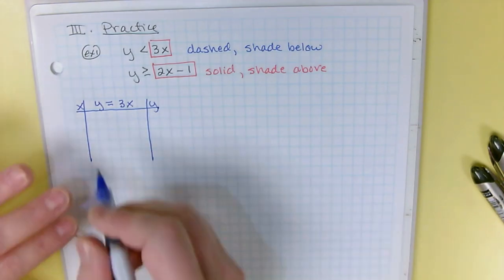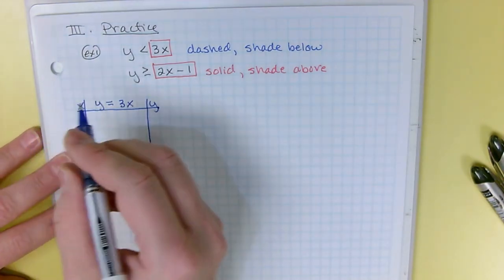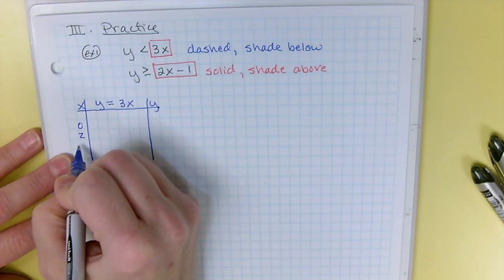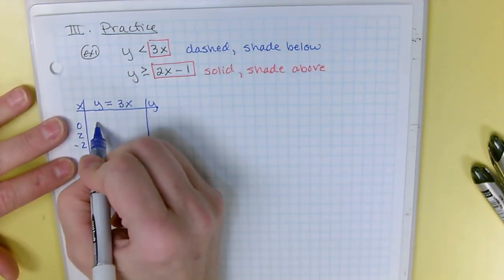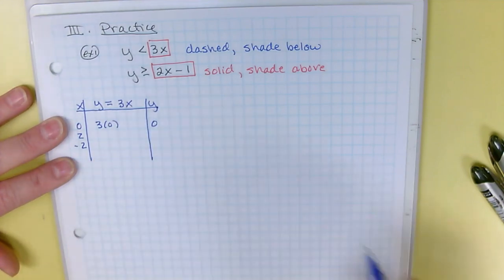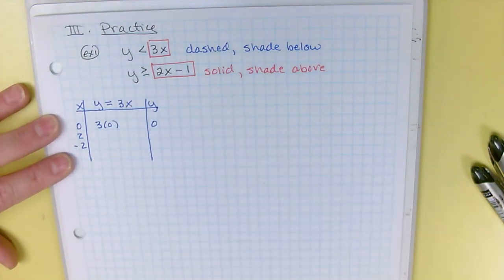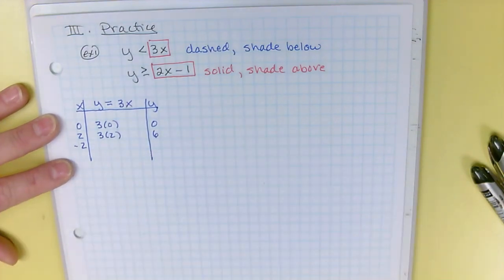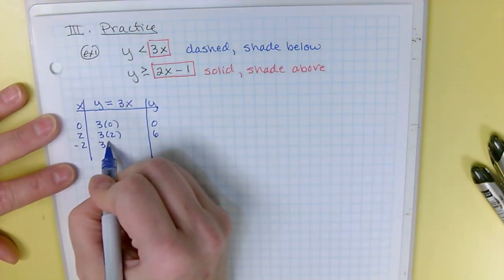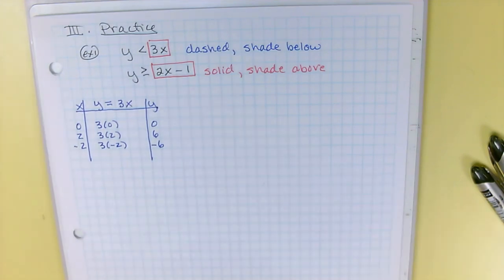So if you remember, there's no fraction on the slope. This has a slope of 3. So I'm just going to use my default 3 points: 0, 2, and negative 2. For 0, 3 times 0 is 0 for the y. For the 2, 3 times 2 is 6. For the negative 2, 3 times negative 2 is negative 6.